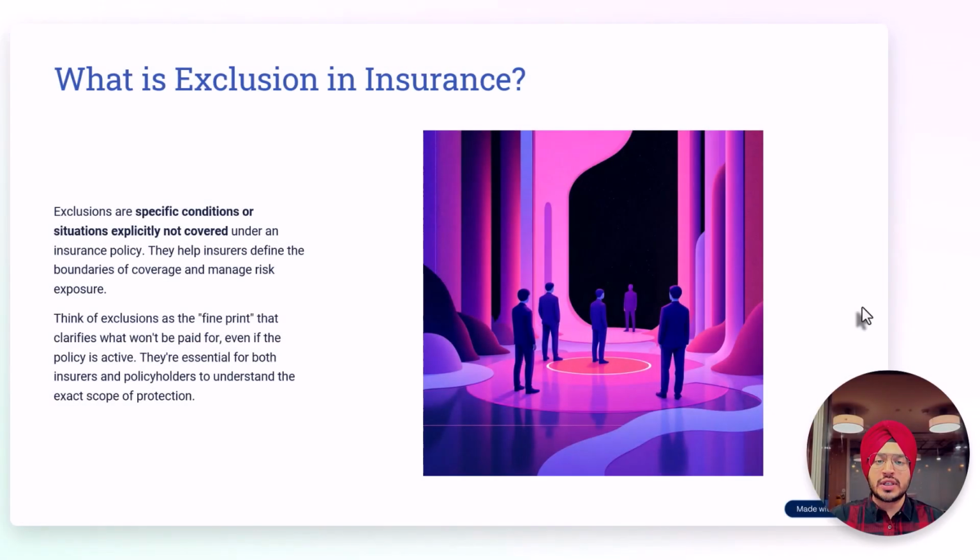What is exclusion in insurance? Exclusions are specific conditions or situations explicitly not covered under an insurance policy. They help insurers define the boundaries of coverage and manage risk exposure. So, in short, the conditions in which the claim amount would not be paid to the policyholder.